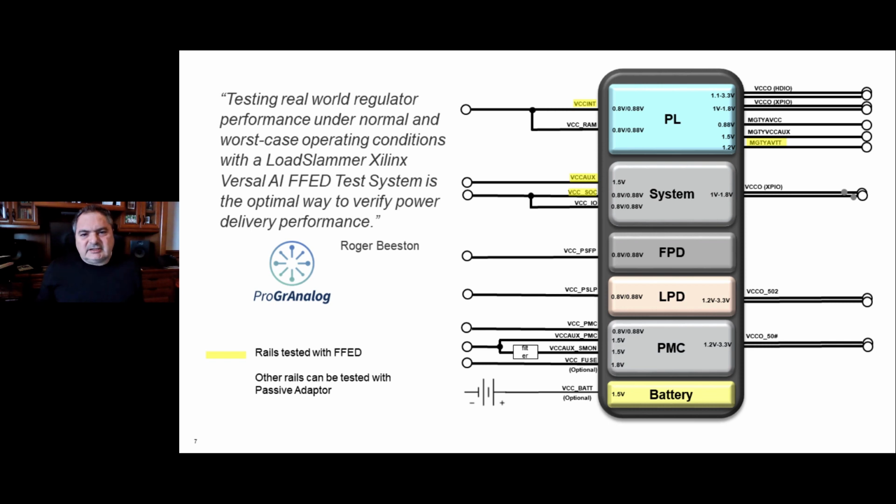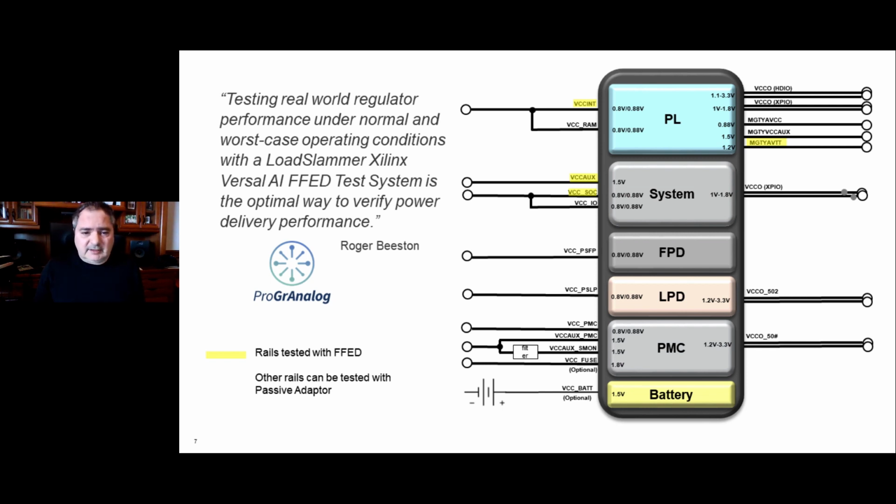So this slide is again based on the Xilinx Versal AI family, and you can see here that we've highlighted 4 rails in yellow. This is based on some customer feedback we've had. These are the critical rails to test. What we're testing with our FFED is these 4 rails because these are the most important to be tested in terms of transient load. And you'll see in later slides that we have other solutions that can augment the FFED, and you'll be able to test all the other rails.